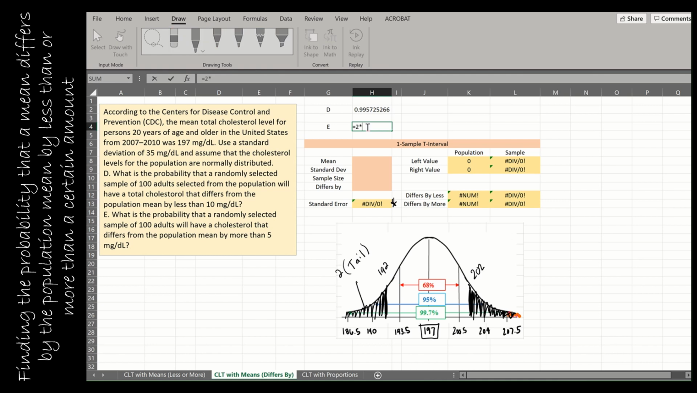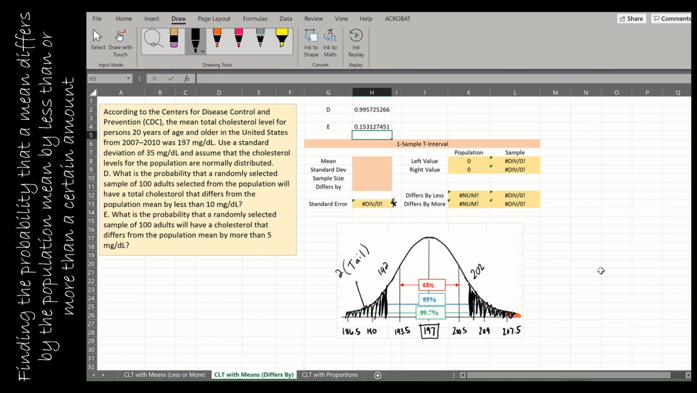Equals 2 times norm dist, and then X would be 192. And you should always, when you're doing it manually like this, use the lower one, because otherwise it's just a little bit more complicated because we're doing the area to the right. So 192, the mean is 197, the standard deviation is 35 divided by the square root of 100, and cumulative is yes, or true. And so we get 0.153, etc. So about 15%.